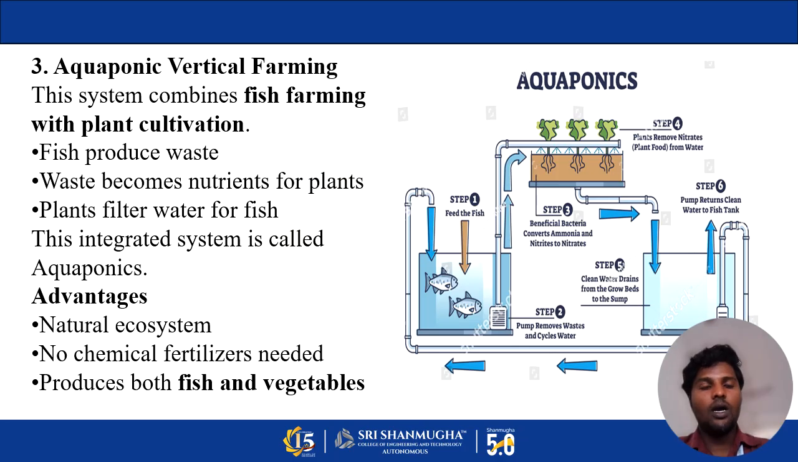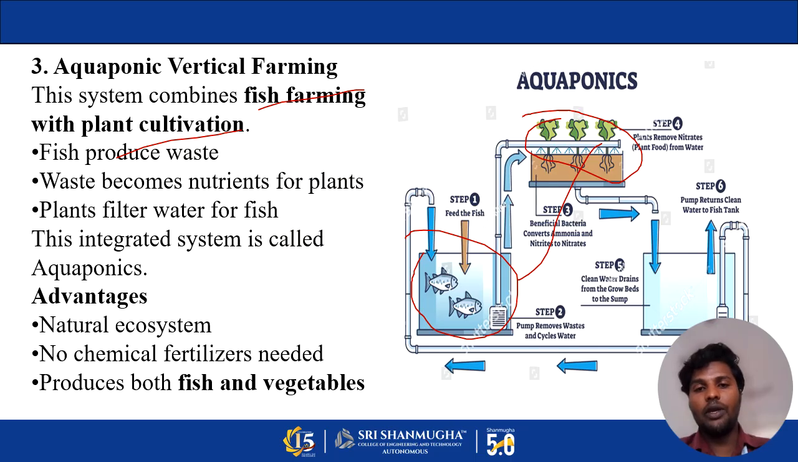In this type we are going to achieve two things. The first is fish farming, then plant cultivation. Aquaponic vertical farming combines fish farming with plant cultivation. We grow the fish in a separate tank, and along with it we grow the plants. You can see the step-by-step procedure of how it works in this picture.